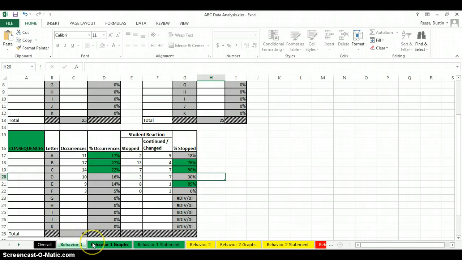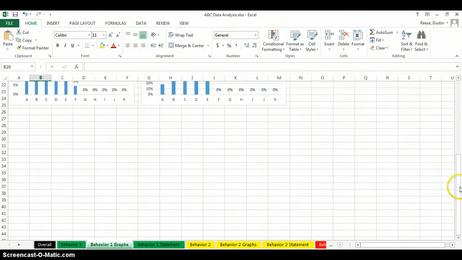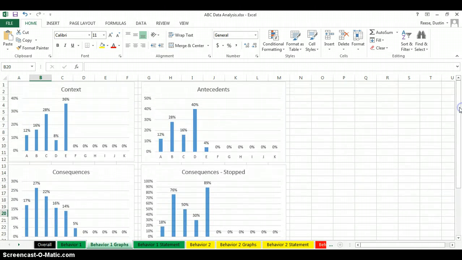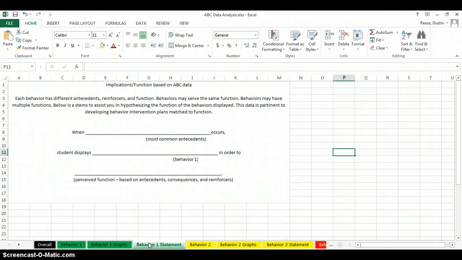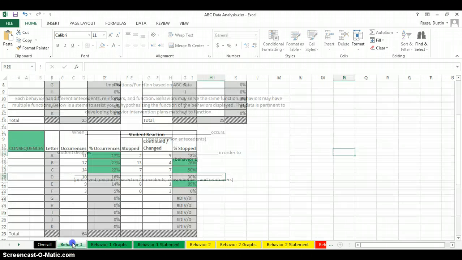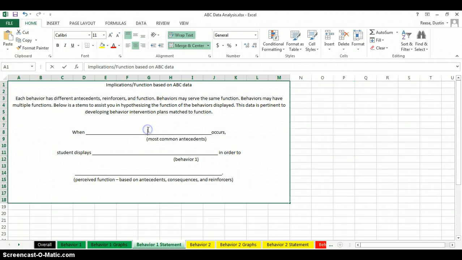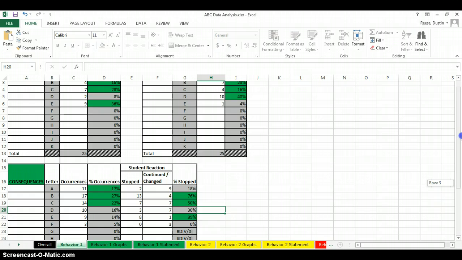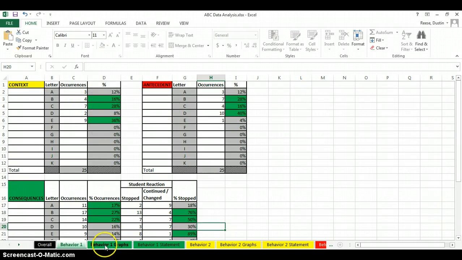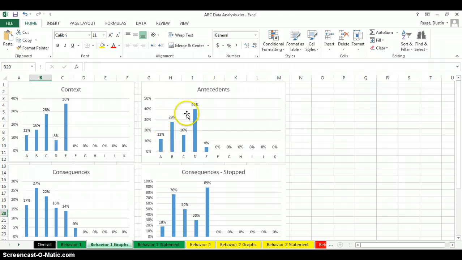And then when you click on these other tabs, what it'll also show you are graphs of each of those, just to give an idea. So again, you have it broken into context, antecedents, consequences, and the amount of times that it was stopped. And it graphs each one according to the letter. And then the last tab that you can use is just a behavior statement. So based on the information that you entered, you can type into here the most common antecedents. So when we look back on our information here, you can either look at it in this format or on the graphs. The most common antecedent was D.